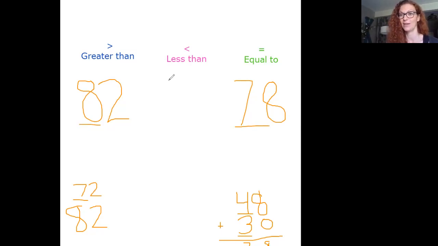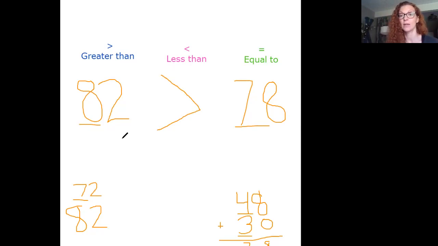Nice work, right? The 8 is bigger, so the alligator wants to eat the 8. Nom, nom, nom. Excellent work. All right, now it is time to read what we have, right? Because we can draw it, but if we don't know what it means, what is the point, right?